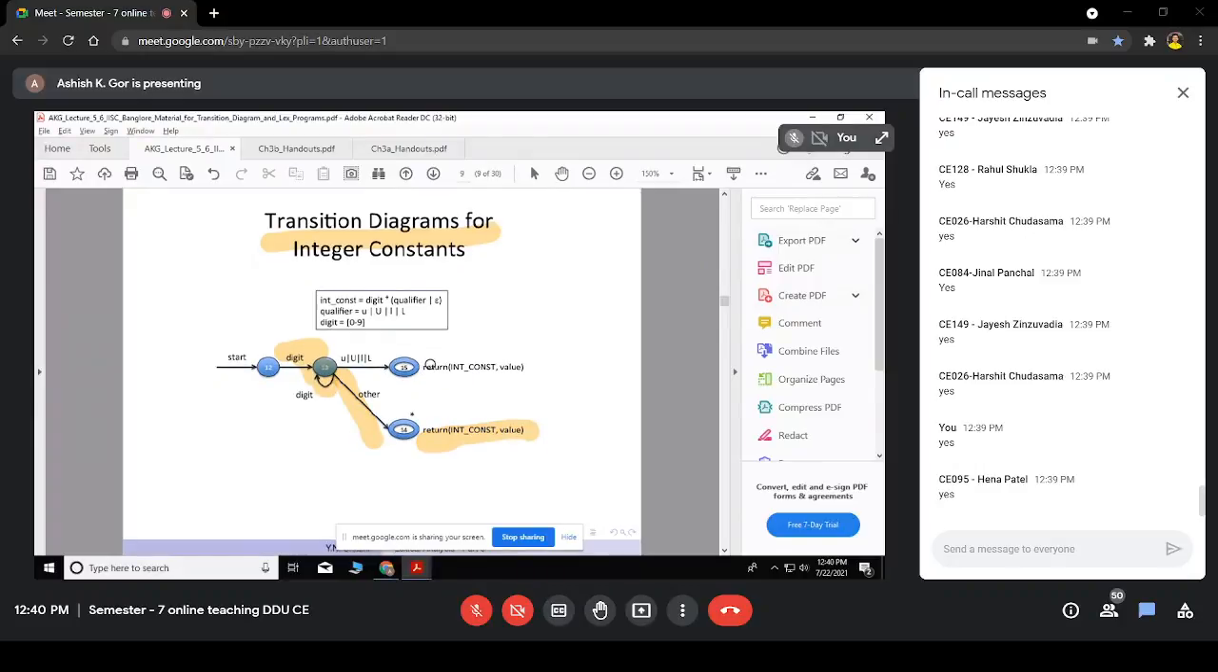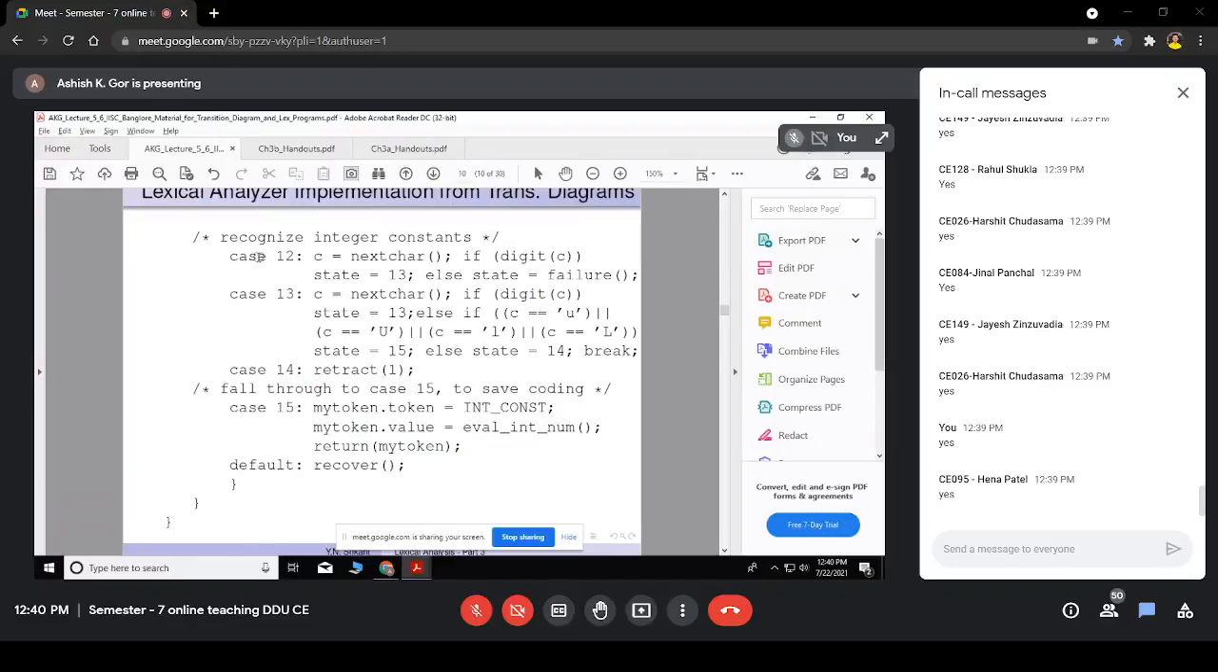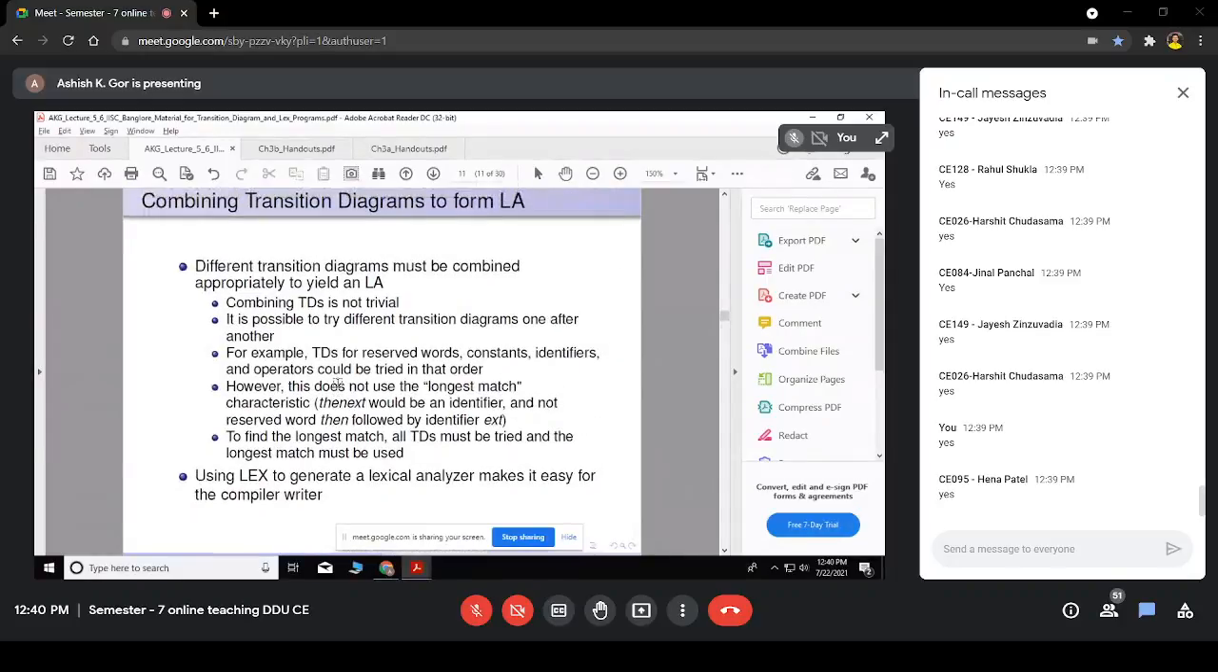Depending on the number of states, suppose there are 15 states, there are 15 switch cases in the code, and you have to implement them. Remember, different transition diagrams must be combined appropriately to yield a lexical analyzer. Combining transition diagrams is not trivial. It is possible to try different transition diagrams one after another.